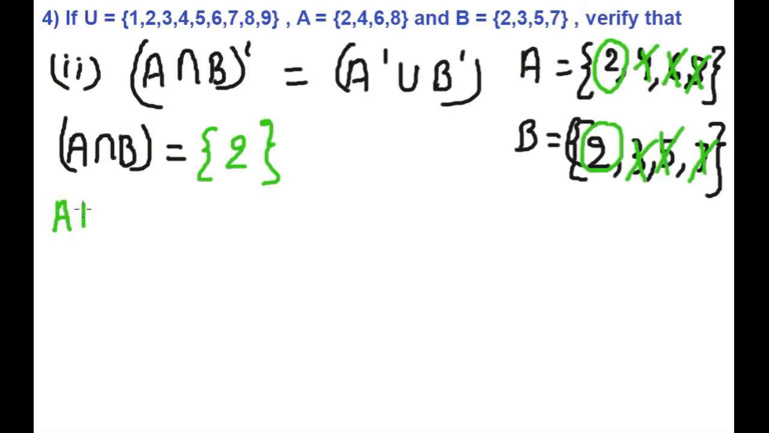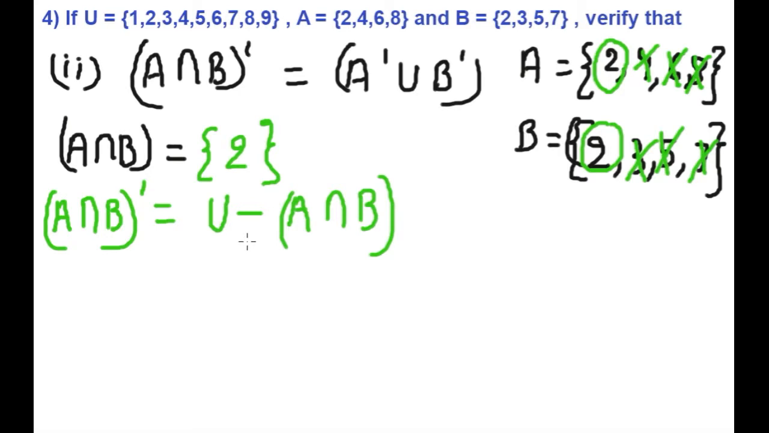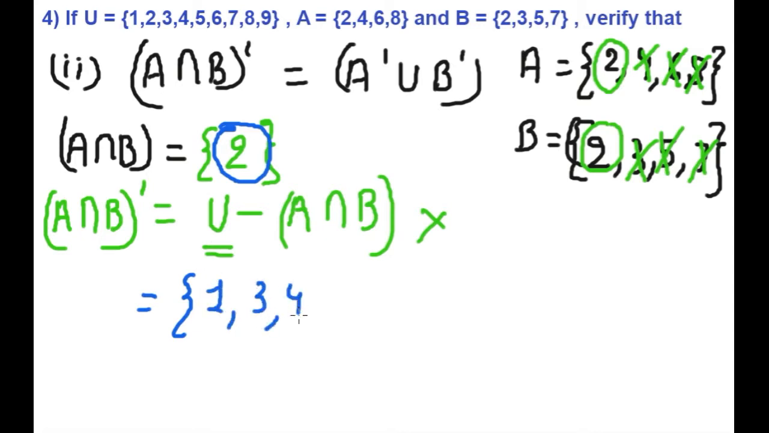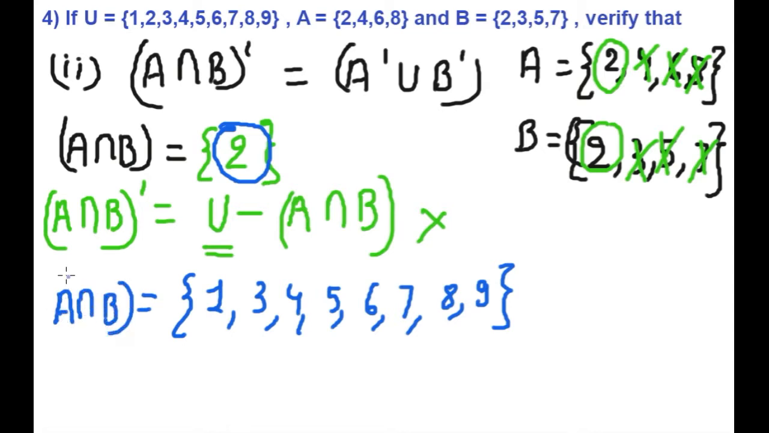Now (A intersection B) complement is equal to universal set minus A intersection B. It means we will write only the elements which are available in the universal set but not in A intersection B. We can see only 2 is available in A intersection B. It means we can write the other elements of the universal set: 1, 3, 4, 5, 6, 7, 8, 9. This is (A intersection B) complement, because these elements are only present in the universal set, not in A intersection B.